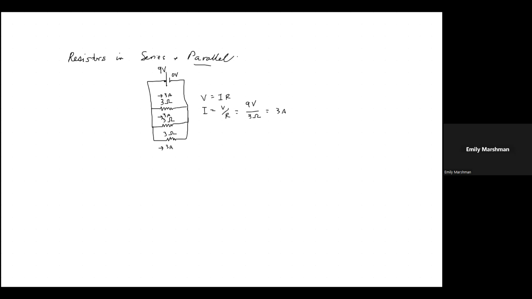And if you think about it, if there's 3 amps coming in at this junction, there's 3 amps coming in here, and there's 3 amps coming in here, there must be 6 amps coming here, right? And there's 6 amps and then another 3 amps here, so there's 9 amps coming in here. There's 9 amps running through the battery.